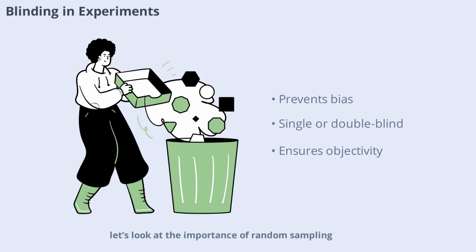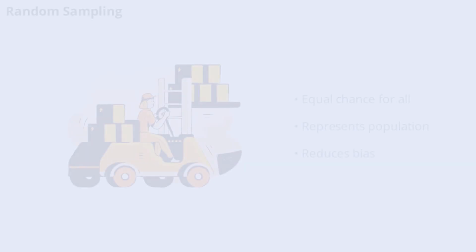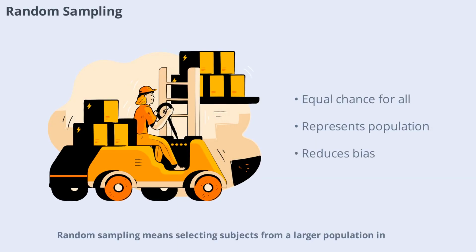Next, let's look at the importance of random sampling. Random sampling means selecting subjects from a larger population in a way that gives everyone an equal chance of being chosen. This helps ensure that your sample represents the population and that your results are generalizable. Random sampling reduces selection bias and increases the credibility of your findings.